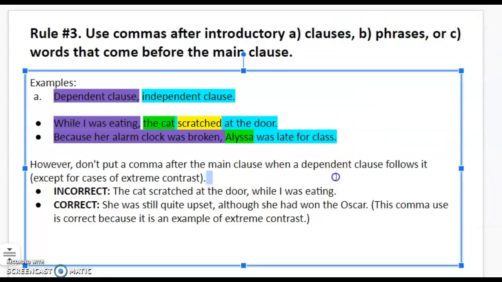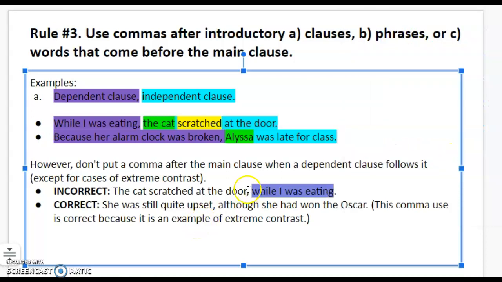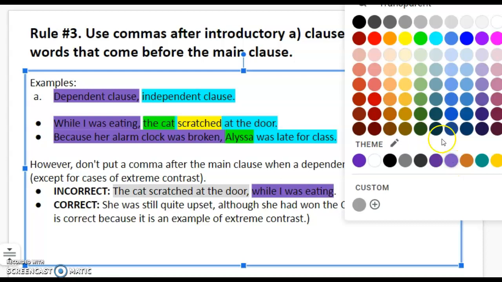All right, so we always have some weird rules, though, when we're in English class. You don't put a comma after the main clause when the dependent clause follows it. So sometimes your dependent clause comes after your independent clause, which is kind of weird. And honestly, I don't like that format. I would tell you to always put your dependent clause first. Usually it makes more sense that way.